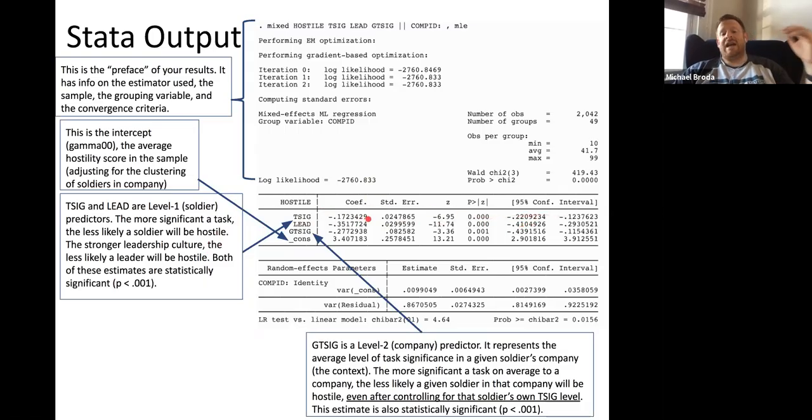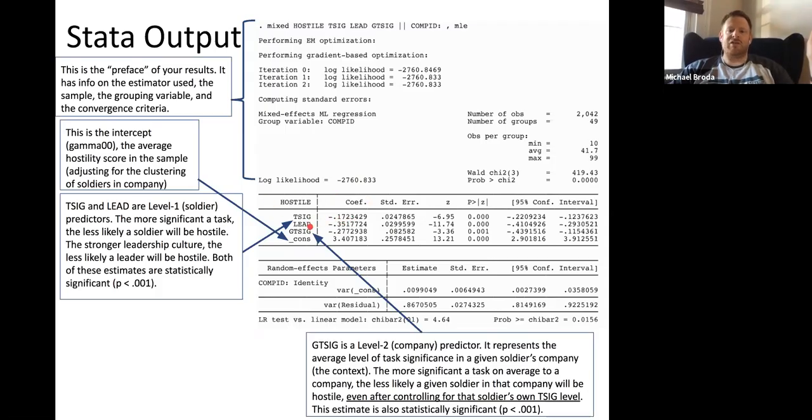So as the importance of a task increases by 1 point on, think of like a Likert scale, right? Maybe like 0 to 5. So as task significance increases by 1 point, an individual is predicted to be 0.2 points less hostile towards the mission of the group. So it's a negative, it's an inverse relationship. More significance results in less hostility. Sort of how that works, okay?